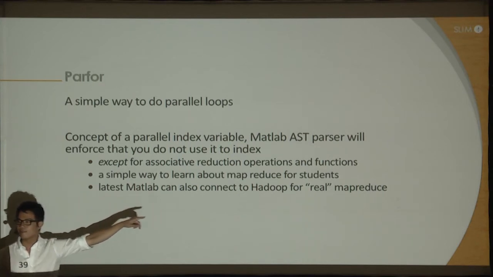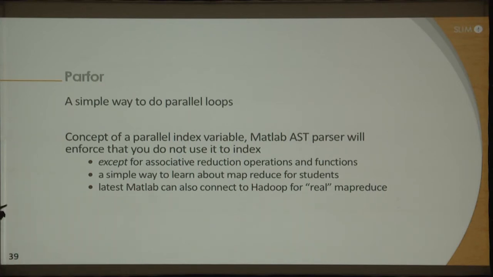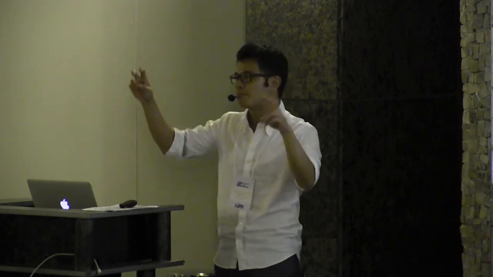So there's support to do parallel loops, simple parallel loops where you just have a parallel index and it tries to split that parallel index across your number of workers. It has support for an associative reduction operation, so it recognizes that and allows you to use the parallel index within those kinds of functions. So it's a simple way for students to learn about the map-reduce paradigm, okay? And in the latest release, Matlab also has support for real MapReduce. You can connect to Hadoop and stuff.